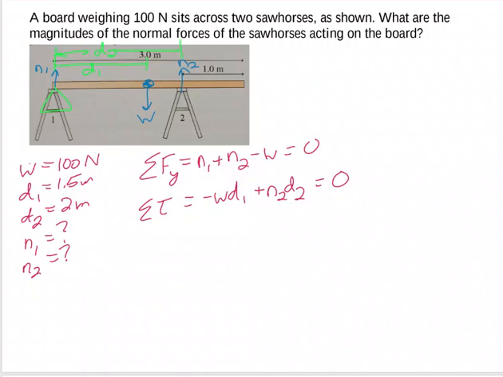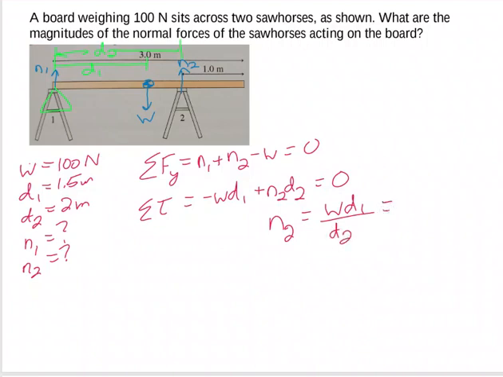So now the question is, what do we know in these equations, what do we not know, and what are we looking for? We need to find the normal forces. If we find N2, then we can find N1. In the torque equation, we know the weight, we know D1, we know D2, we just don't know N2. So I'm going to move the weight term to the other side and divide by D2 to get N2 by itself.